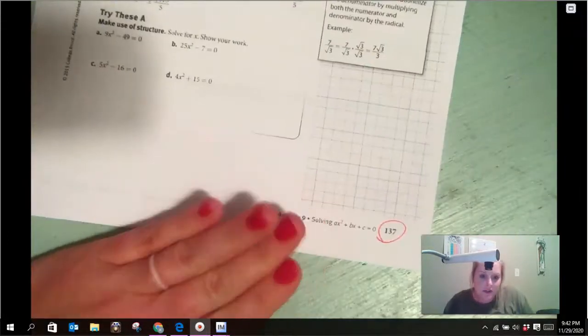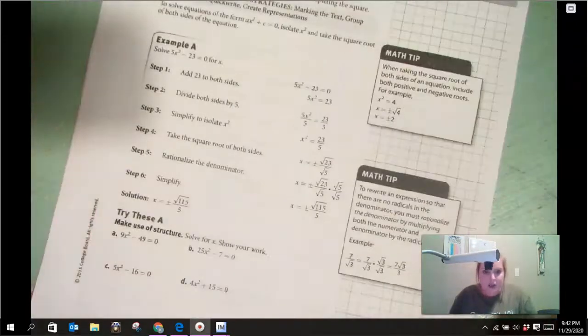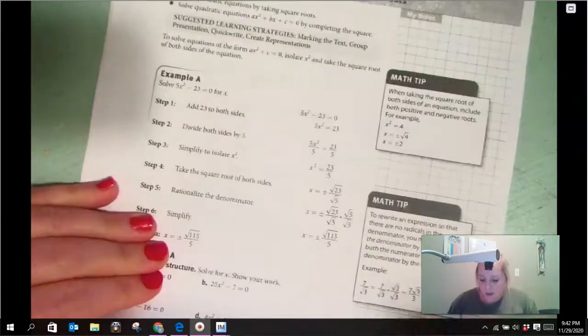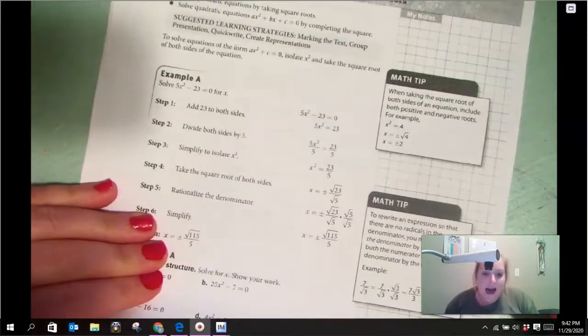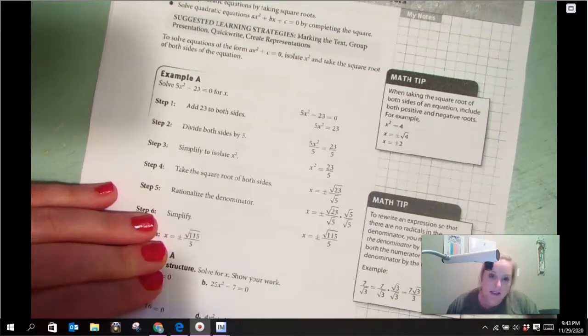So go to your textbook to page 137, and that's where we're going to be today. We're actually going to split this lesson into 2 days. So we're only going to get through about half of this lesson today, and then when you're back in class on Wednesday, we'll get to the rest of this lesson, which is what I would have done if I was in class 2, just because this lesson's kind of a big one, and I didn't want to overwhelm us.